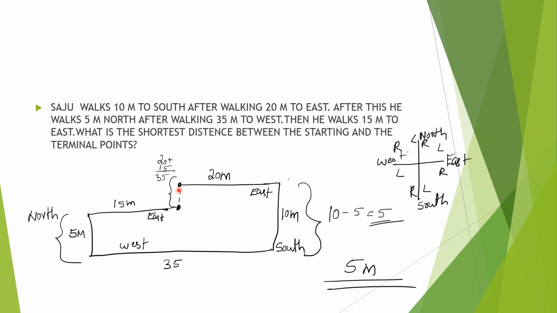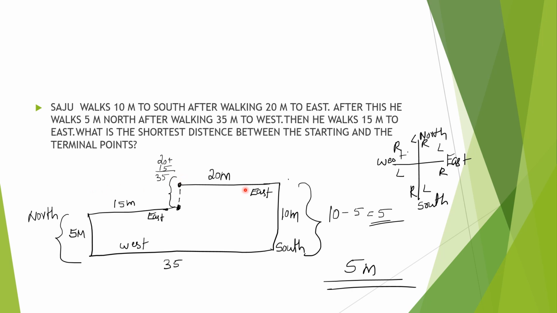So the question is the distance between the starting point and the terminal point. So altogether it is 35. And here it is 20 plus 50, it is 35 as well. So the distance they covered is equal. But we want to know whether this distance is equal. Here it is 10 meters and here it is 5 meters. So 10 minus 5, what is the distance? 5 meters. So they have only 5 meters to cover.